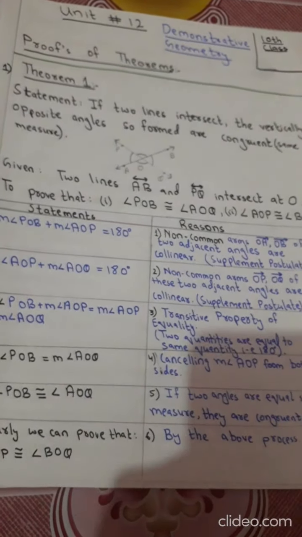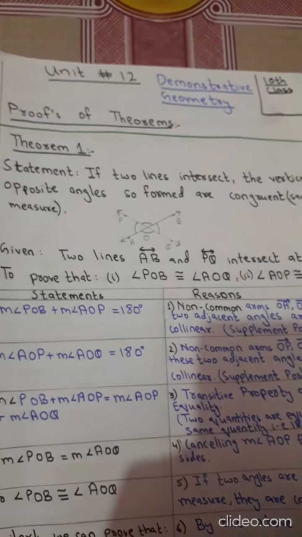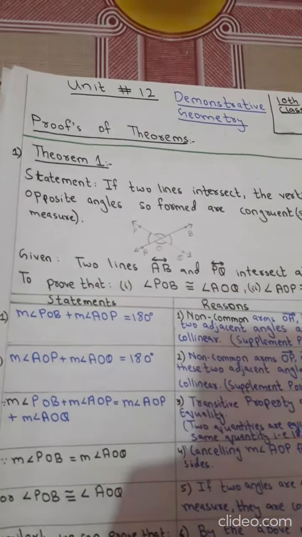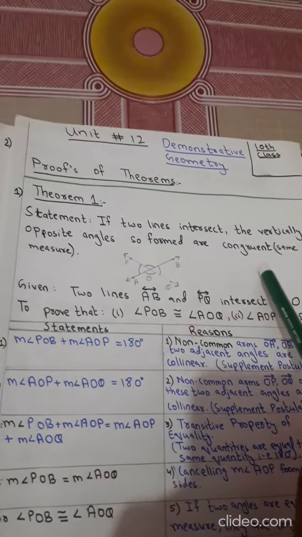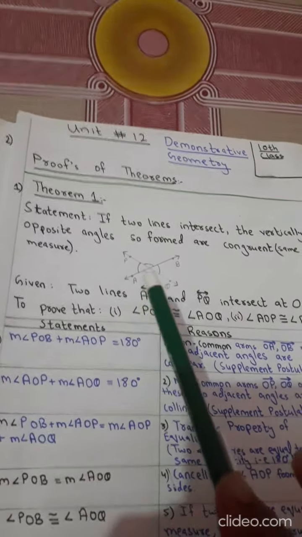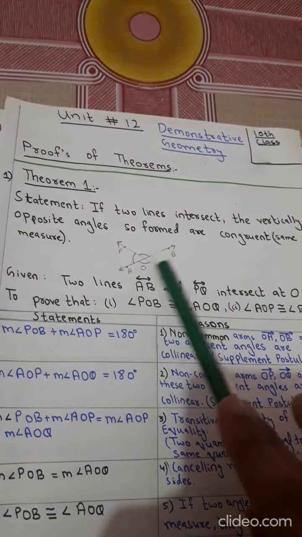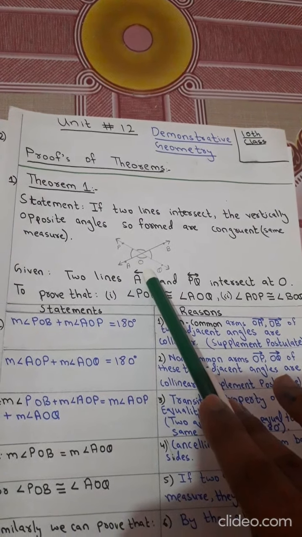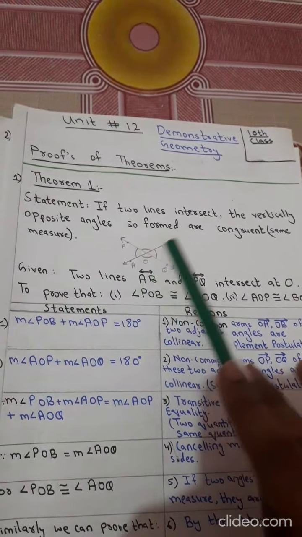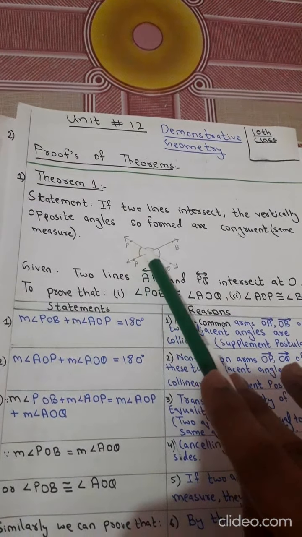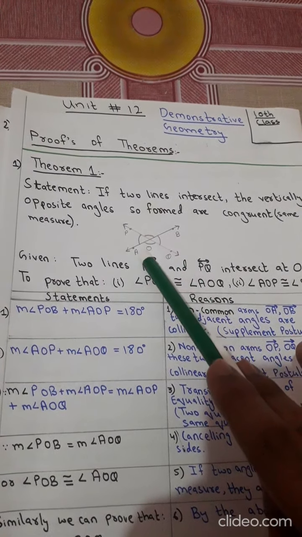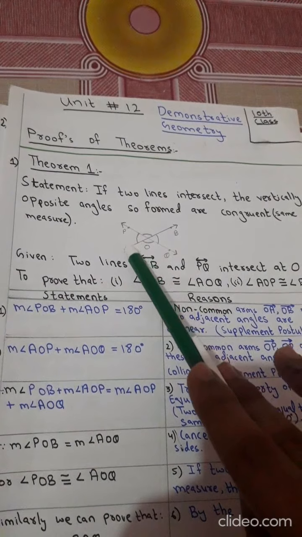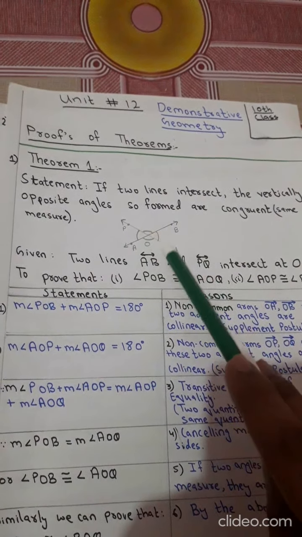Now we start with the theorems. Our first theorem statement is: if two lines intersect, the vertically opposite angles so formed are congruent, meaning same measurement. It's very simple. If two lines AB and PQ are intersecting, the vertically opposite angles formed have same measurement, meaning angle AOQ and angle POB, this upper angle and this lower angle, have same measurement, while AOP and BOQ have same measurement.